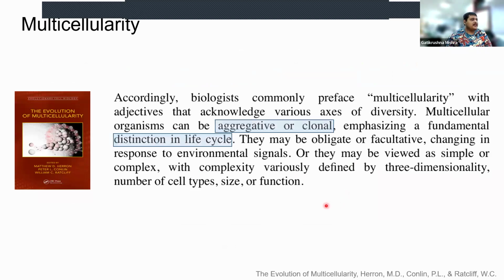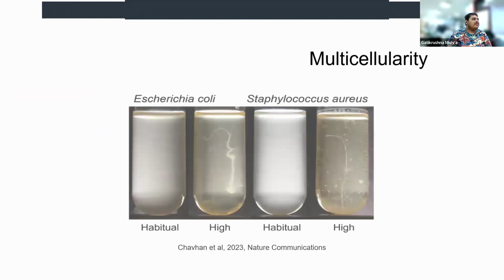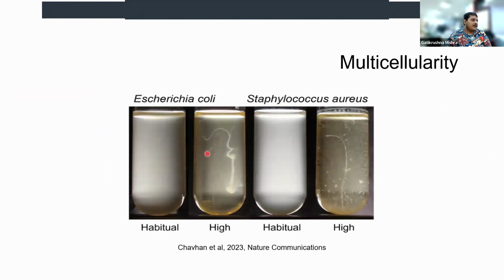If the context is the distinction in life cycle, multicellularity can be aggregative or clonal. If it is in response to environmental signals, it can be obligate or facultative. And it can be simple or complex in response to the number of cell types and the complexity in size, function, dimensionality, etc.